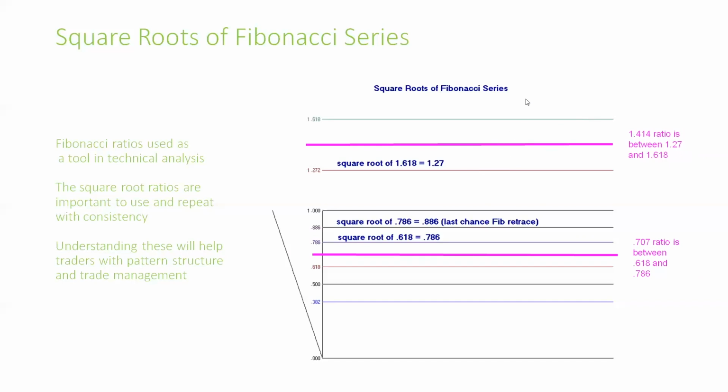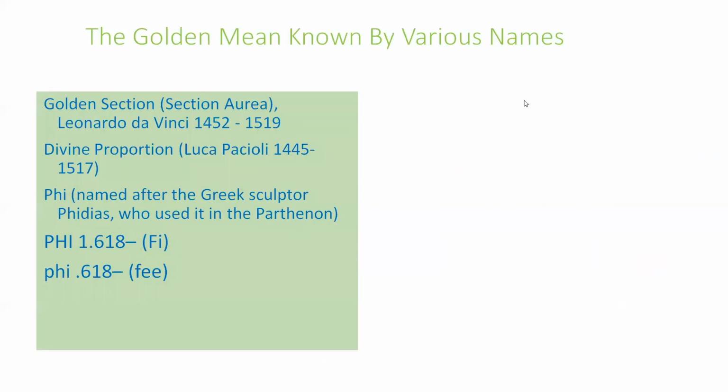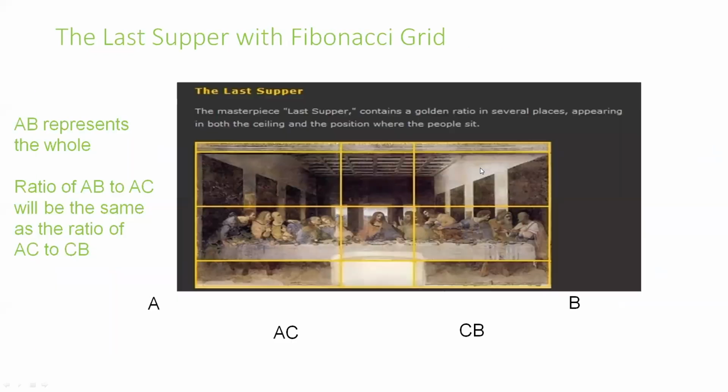the 127 and 1618. Now, Leonardo da Vinci lived at the same time as Luca Pacioli, who wrote The Divine Proportion and described these numbers and proportions. And he taught Leonardo da Vinci about these proportions. So let's look at an example of his famous painting. This is the most famous religious painting in the world, The Last Supper.